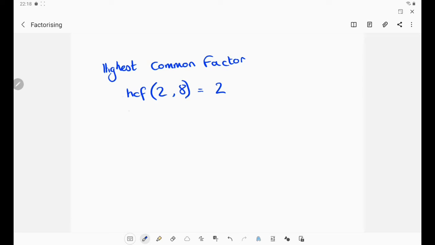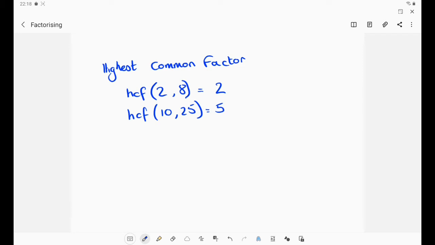What if we had the highest common factor of 10 and 25? So you look at what times tables the 10 is in, so you're going in the 1, the 2, the 5, the 10 times table. You look at 25, it's in the 1, the 5, and 25 times table. So the highest times table that has both of those values in it is the 5. So the highest common factor is 5.